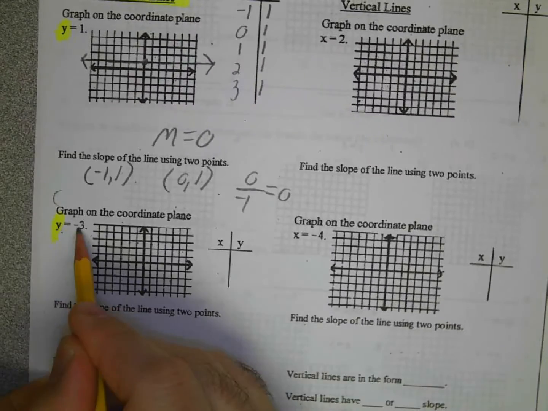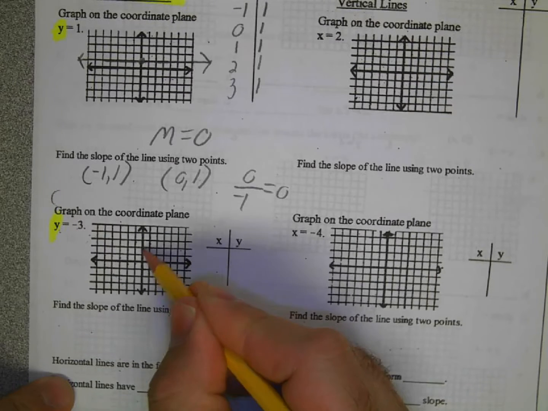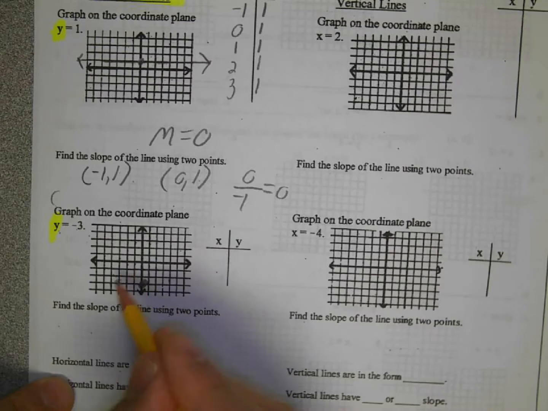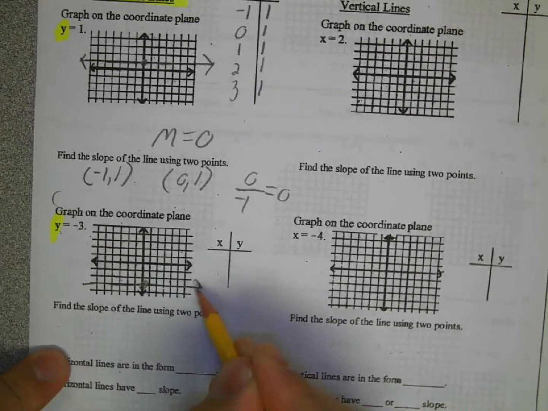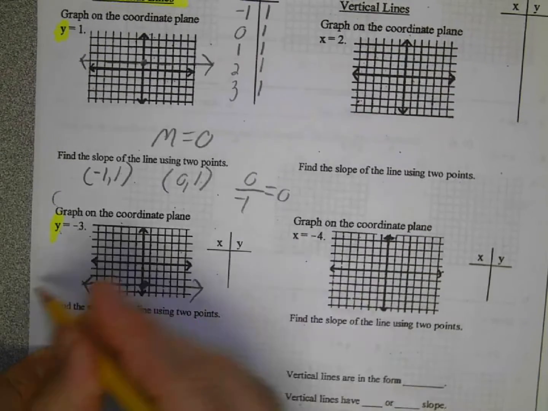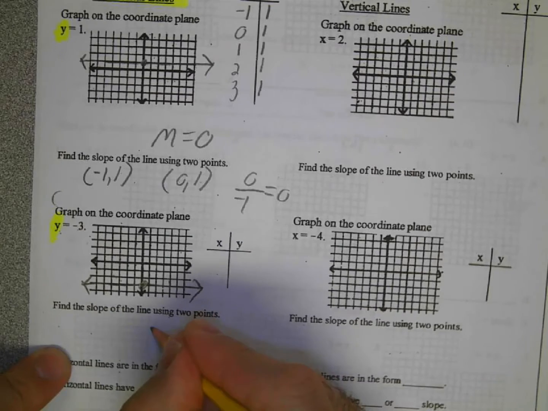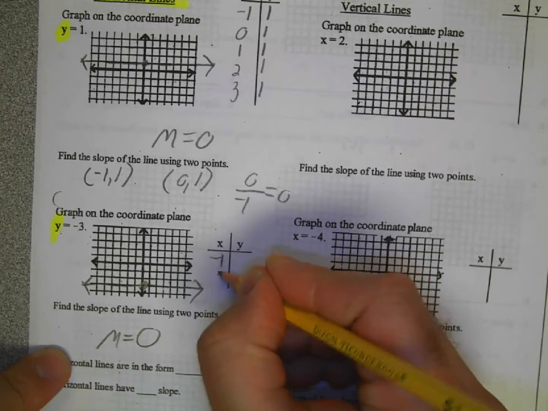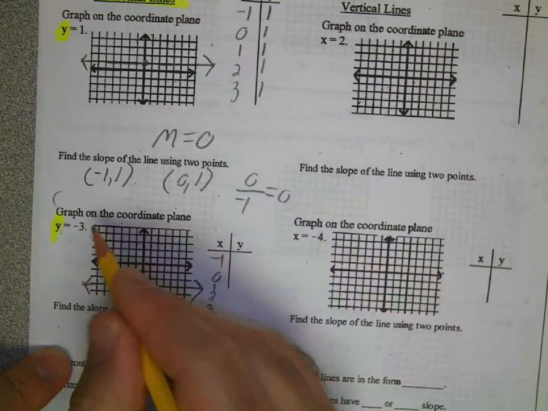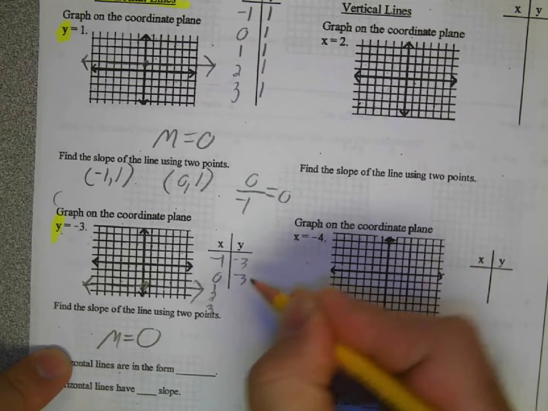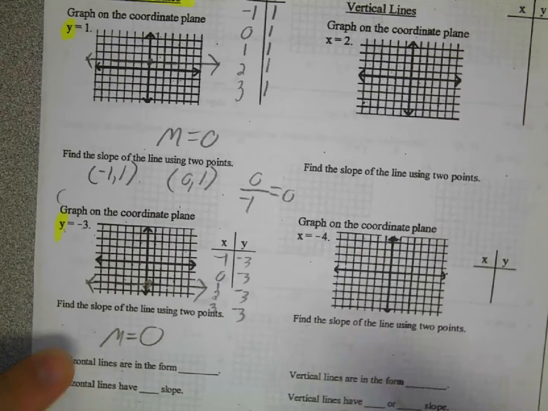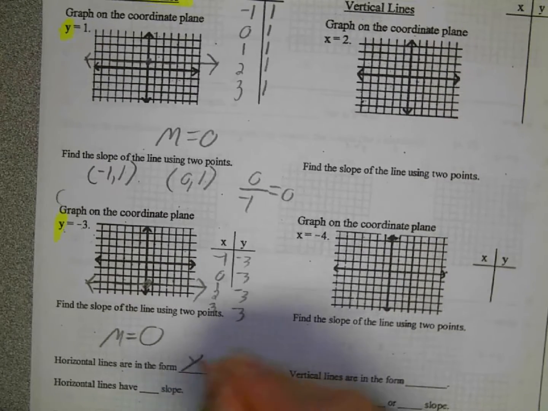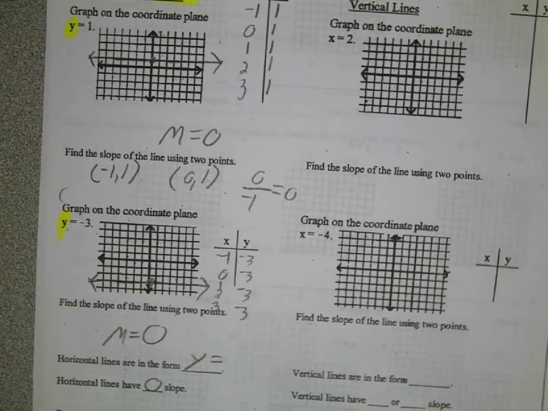Right here I've got y equals -3. So I plot my point on the y-axis at -3, and it's a horizontal line going through the y-axis at -3. 0 fun, flat slope, this slope is going to be 0. No matter what I choose for x, -1, 0, 1, 2, 3, y is always going to be -3. All right, so horizontal lines are in the form of y equals, and they have 0 slope.